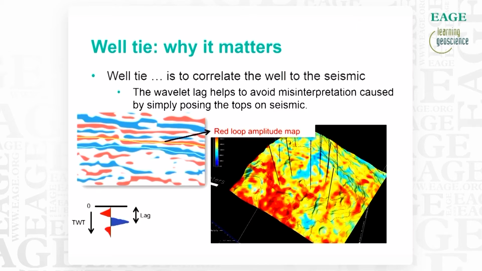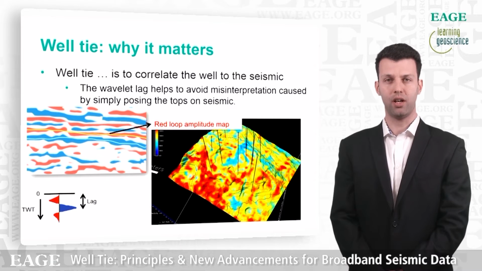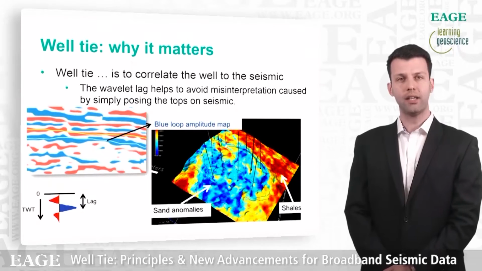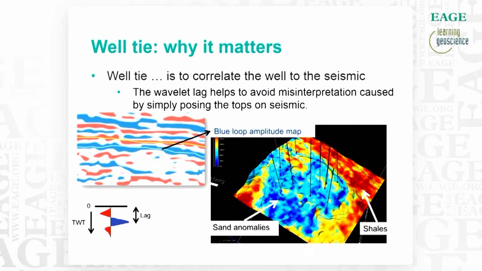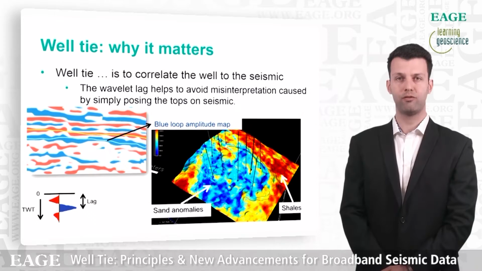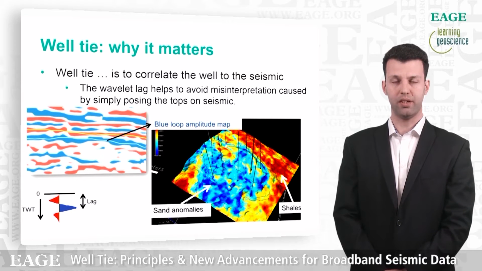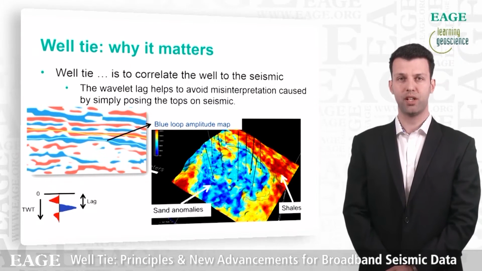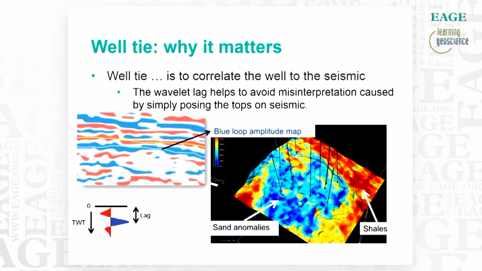This is another example where the top reservoir marker on the log corresponds to the yellow horizon, and the 3D map is shown on the right. With the lag in mind, the top reservoir on the seismic is the blue horizon, and you can see in the figure on the right that the sand anomalies are clearly separated from the shales and also conform to the geology. So the reason wavelet matters is simply that you can avoid misinterpretation.